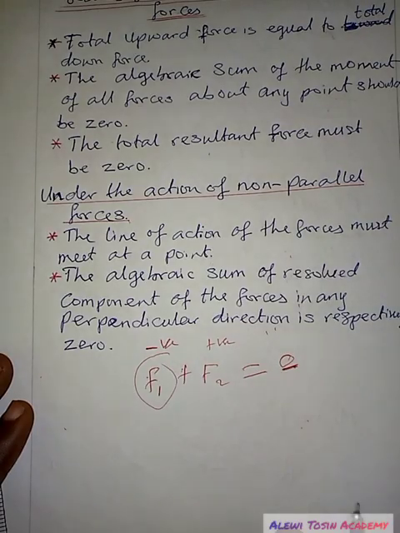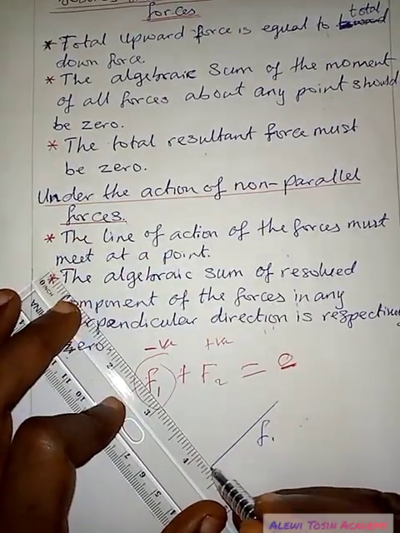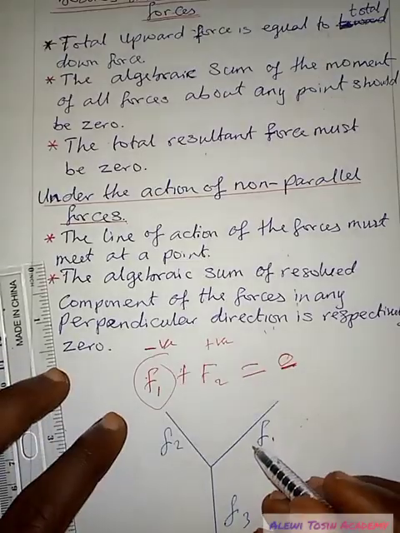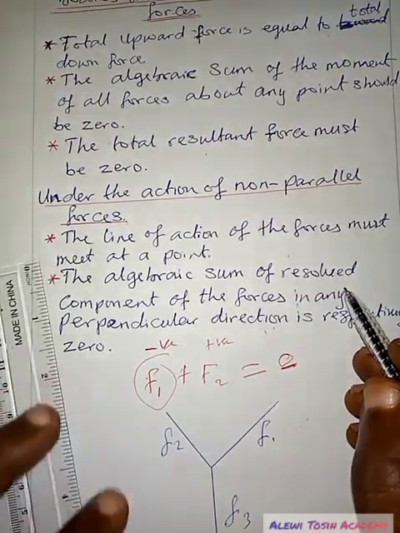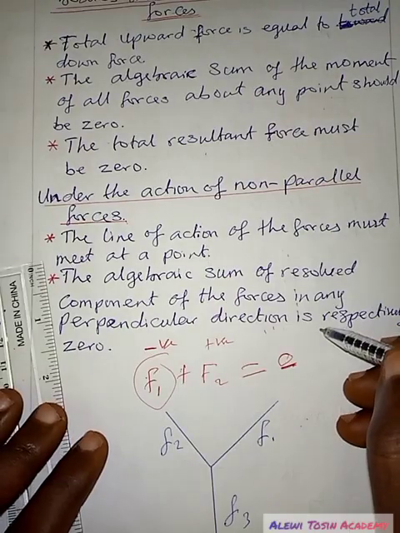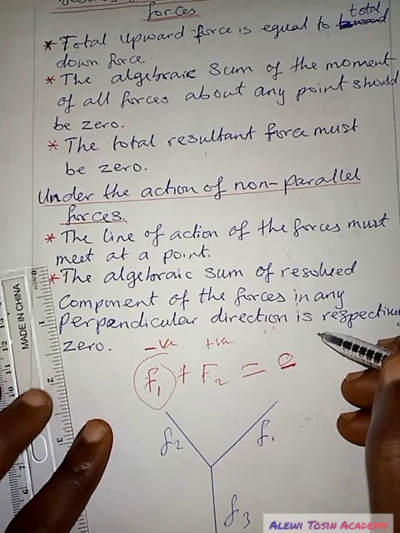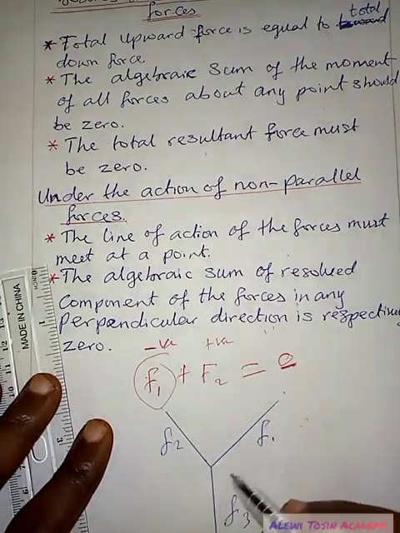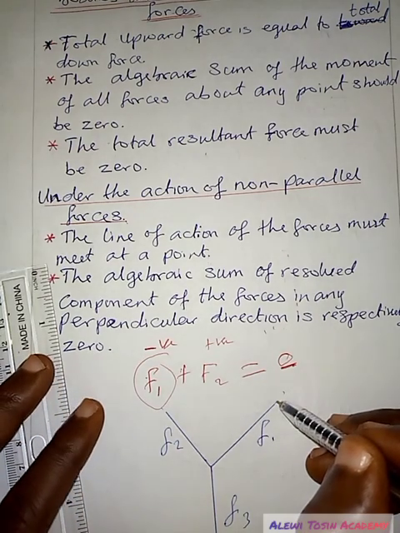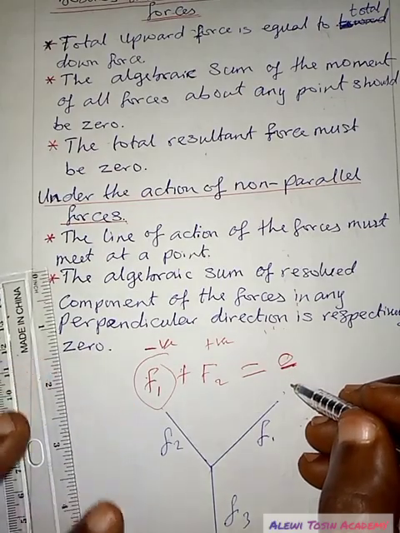Now let's note this. For three non-parallel coplanar forces, if you have F1, F2 and F3, for these three non-parallel forces to be at equilibrium, these conditions have to be ascertained. First, the resultant of the two forces must be equal and opposite to the third. The resultant of forces 1 and 2 must be equal and opposite to the third before you can say the three forces are in equilibrium. If they are not equal, then they are not in equilibrium.